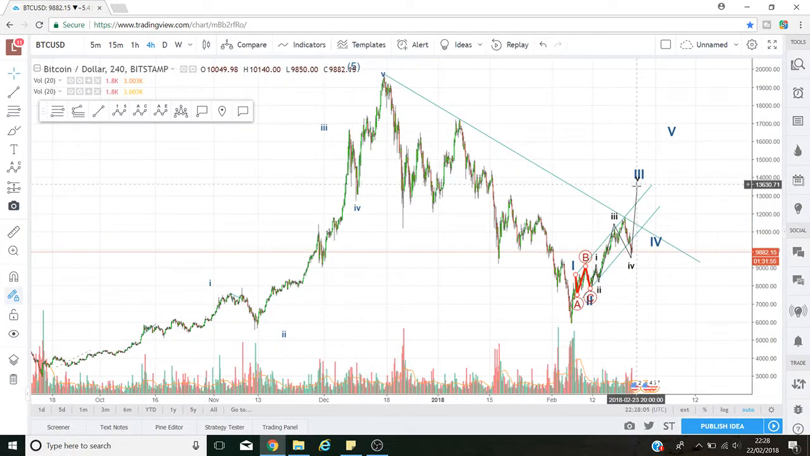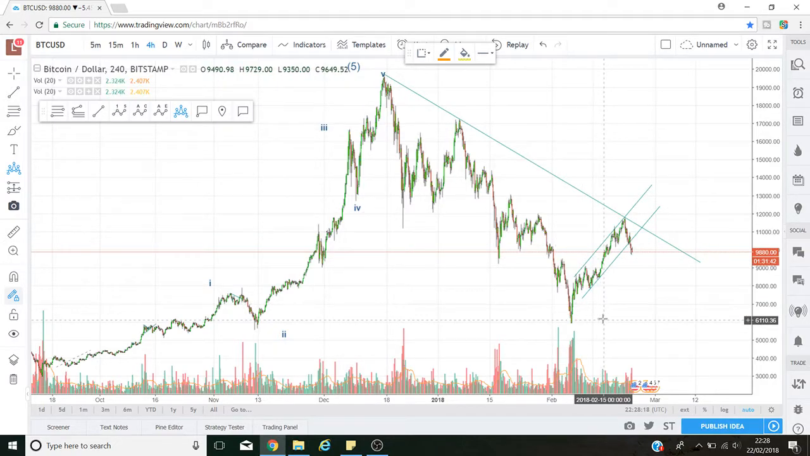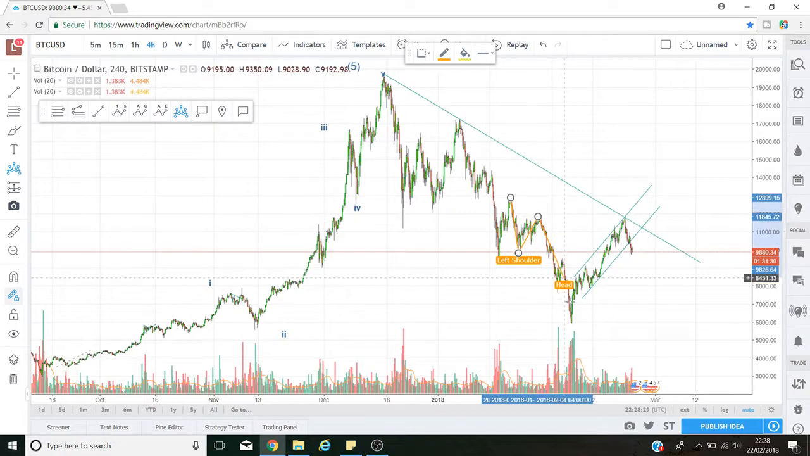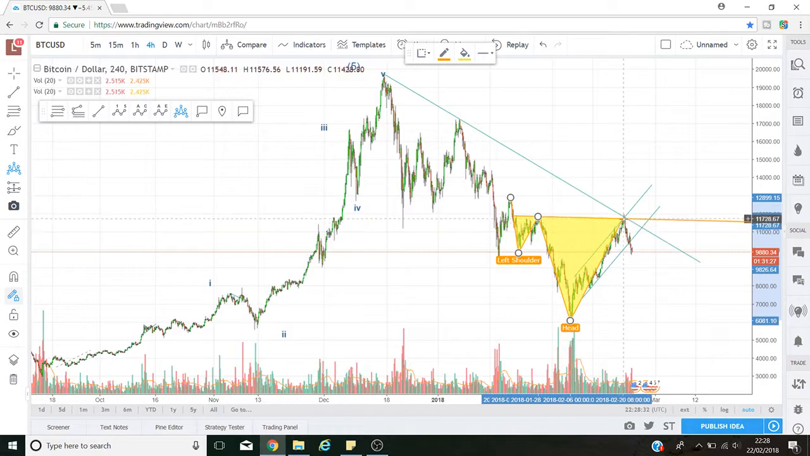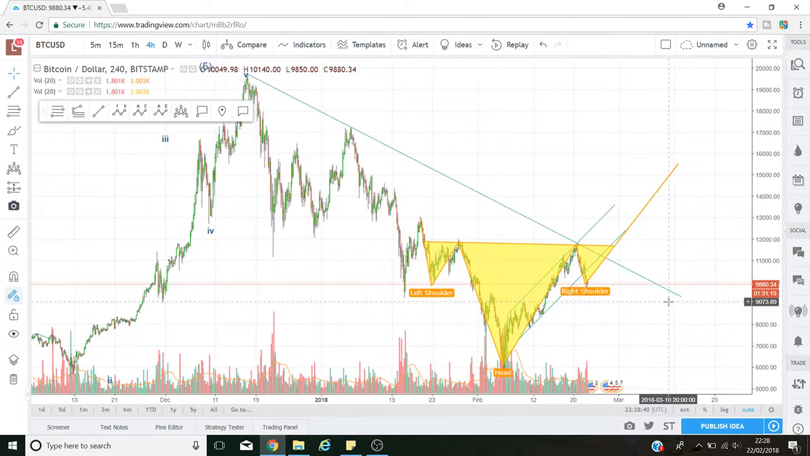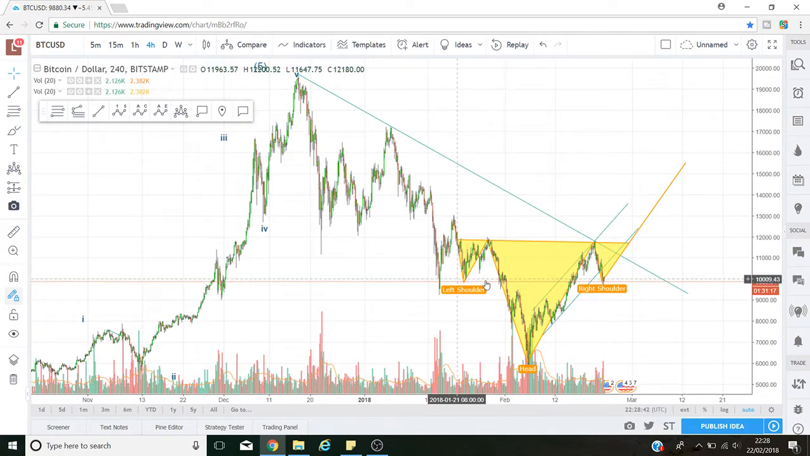Alright, let's just delete all these markings now, because I want to show you this head and shoulders. Let's clean it all up. So, if we draw our left shoulder here, head coming down to here, right shoulder here, and then boom. Alright, so what I'm saying is there's horizontal support here.